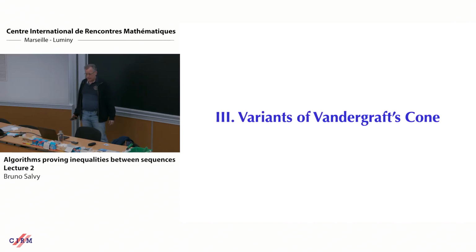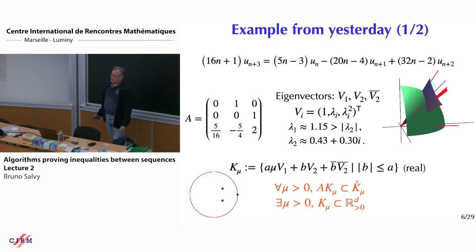Okay, so let's start with computations. So yesterday we started with this example of a recurrence of order 3. So this is the recurrence. The limit matrix, the limit of A_n is this, and you can recognize that 5/16 is the coefficient of n in u_n divided by the coefficient of n in u_{n+3}. That's the 5/16, and then the minus 5/4 for the next one, and so on.